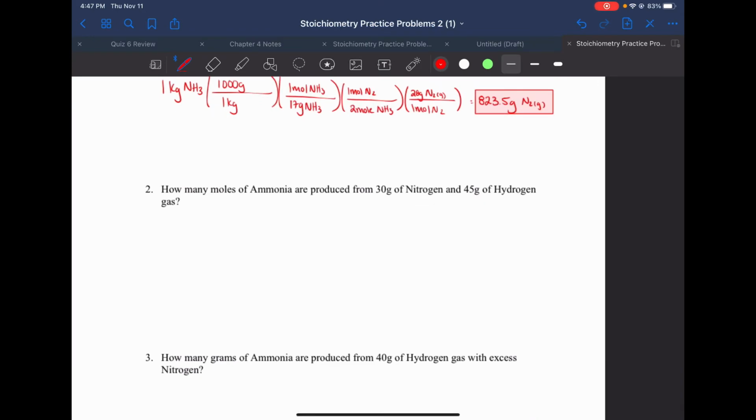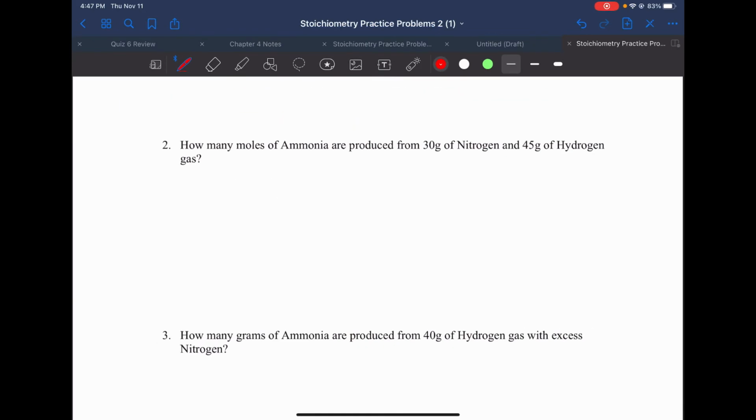Okay. Next problem. How many moles of ammonia are produced from 30 grams of nitrogen and 45 grams of hydrogen gas? Well, neither of them are excess, so we have to determine which one's limiting. So we have to do 2 different problems. So we got 30 grams of N2 and 45 grams of H2. So for every 28 grams of N2, we form 1 mole of N2.